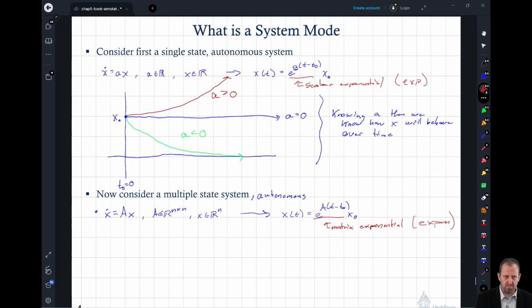But now it's a little more complex because we have an n by n matrix, and we don't know exactly how the elements of that matrix are going to affect the system over time. So let's gain just a little bit of intuition from a discrete system.